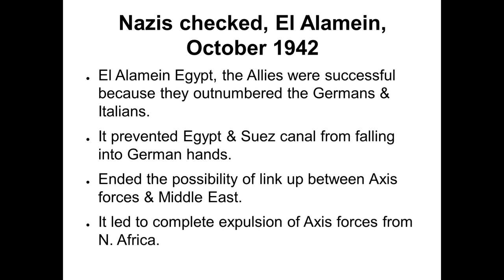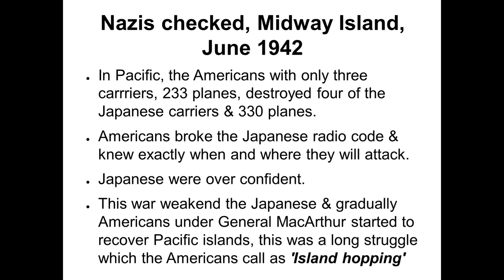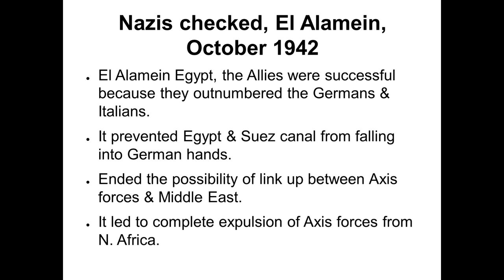So there was no possibility of any collaboration between Axis forces and the Middle East. Axis forces were completely expelled from North Africa after the El Alamein battle, October 1942. So you see, first in the Midway Islands, then in El Alamein. Now these are receding fast.